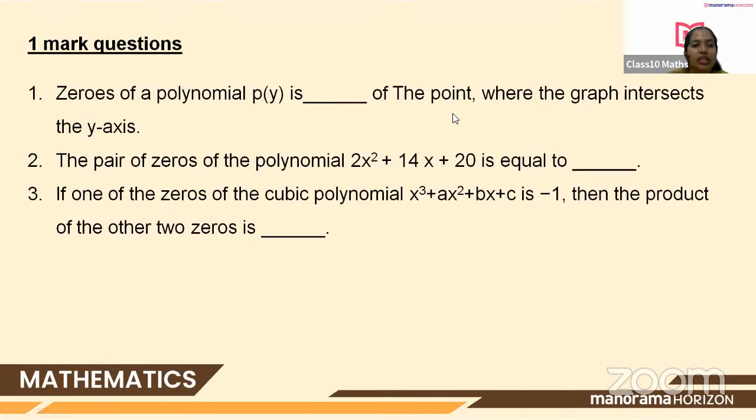So zeros of a polynomial P of y is the dash of the point where the graph intersects the y-axis. Okay. So the answer is, we call it the ordinate.